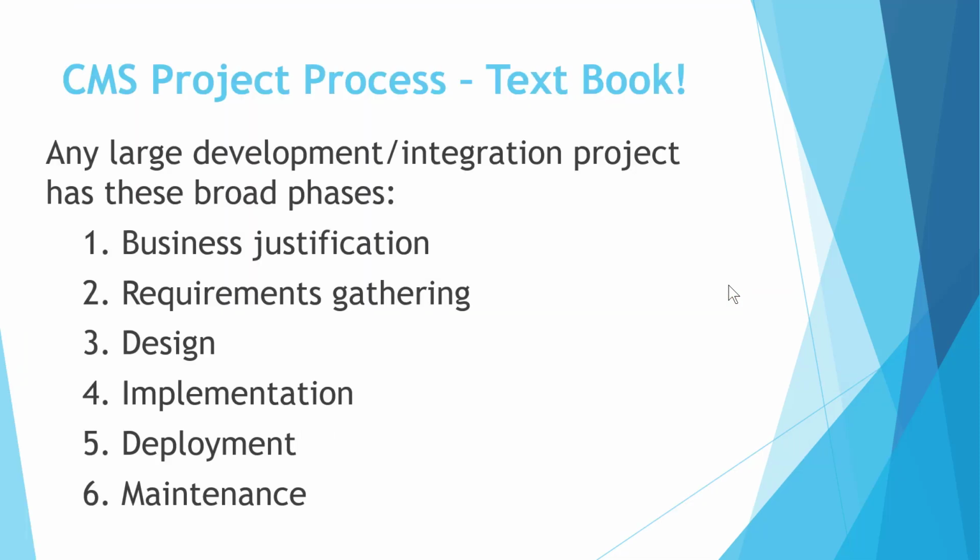CMS project process. Okay, textbook, please discard that. This is notes from the textbook. We have six stages: business justification, requirement gathering, design, implementation, deployment, and maintenance. These are the six stages.